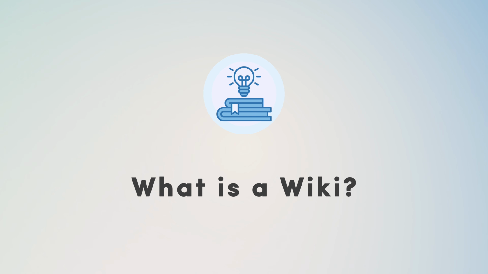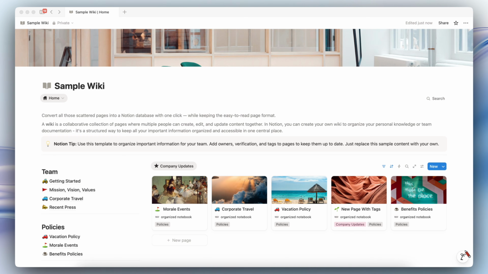A wiki is a collaborative collection of pages where multiple people can create, edit, and update content together. In Notion, you can create your own wiki to organize your personal knowledge or team documentation, and it's a structured way to keep all of your important information organized and accessible in one central place. So this is an example of a sample wiki inside of Notion.